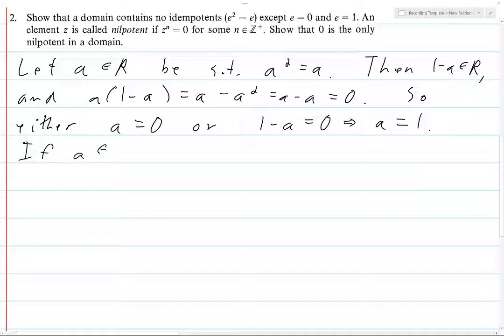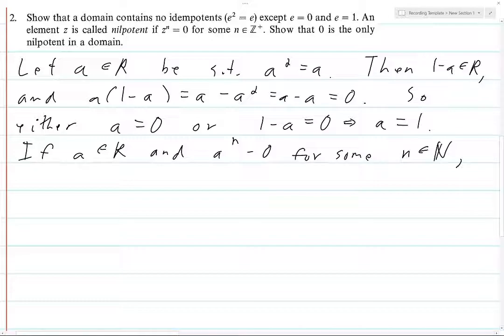If A is in R and A to the n is 0 for some n, well, let's see here. This is going to be n in the natural numbers, Z plus. I don't know if that includes 0 or not. I guess the answer is no.